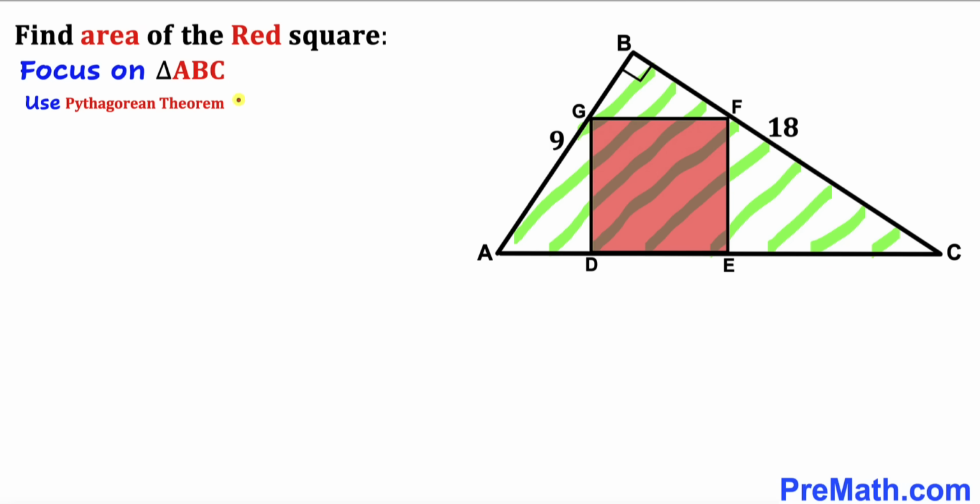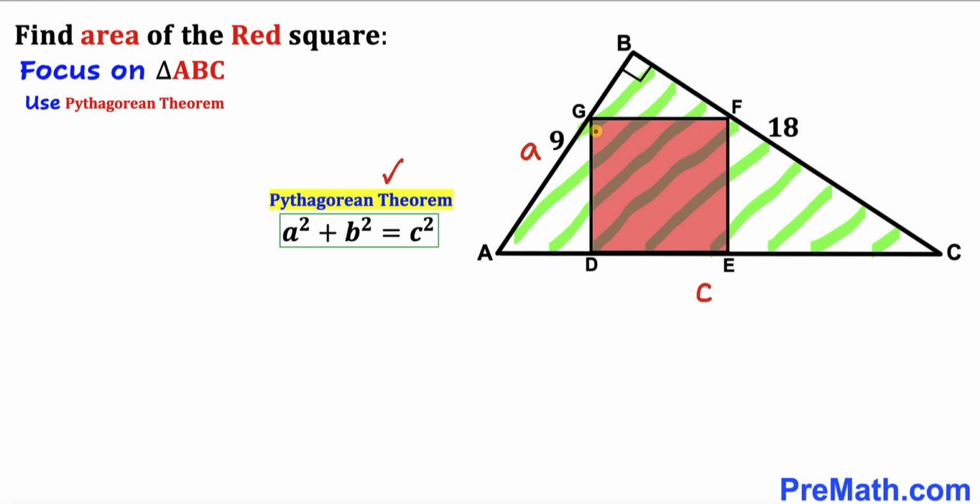So we are going to use the Pythagorean theorem. And here's our Pythagorean theorem: a square plus b square equals c square. Let me call this longest side c. I'm going to call this side lowercase a and this lowercase b. So let's fill in the blanks in this formula. a in our case is 9. So this becomes 9 square plus b, which is 18, whole square, equals c square.